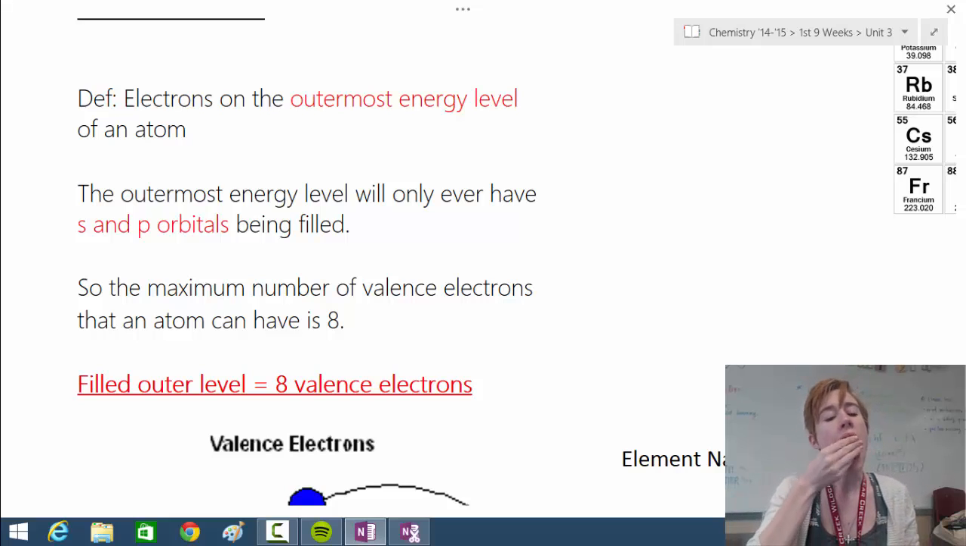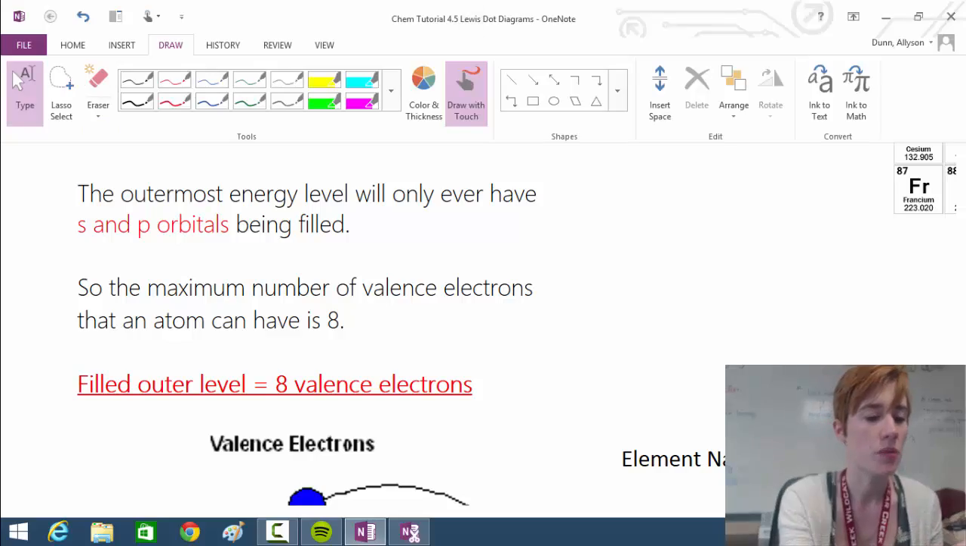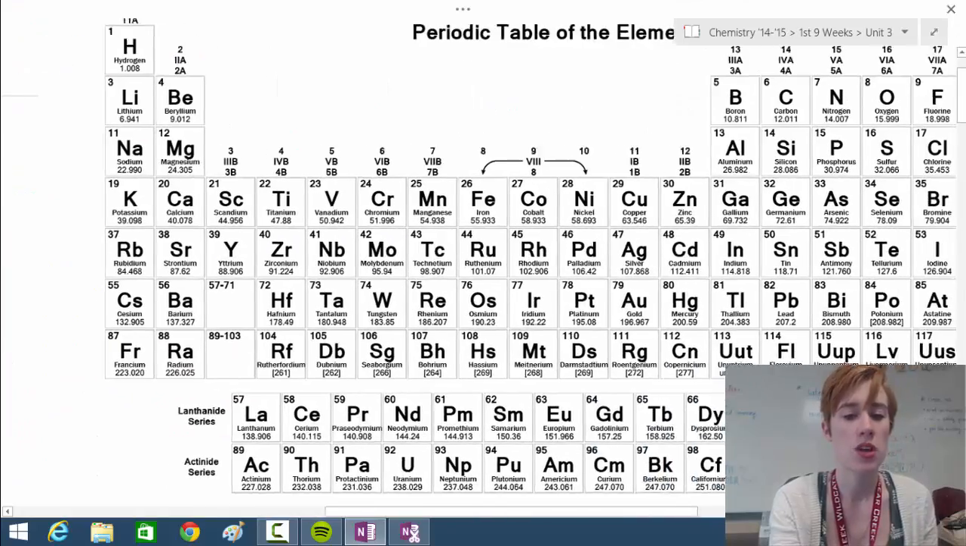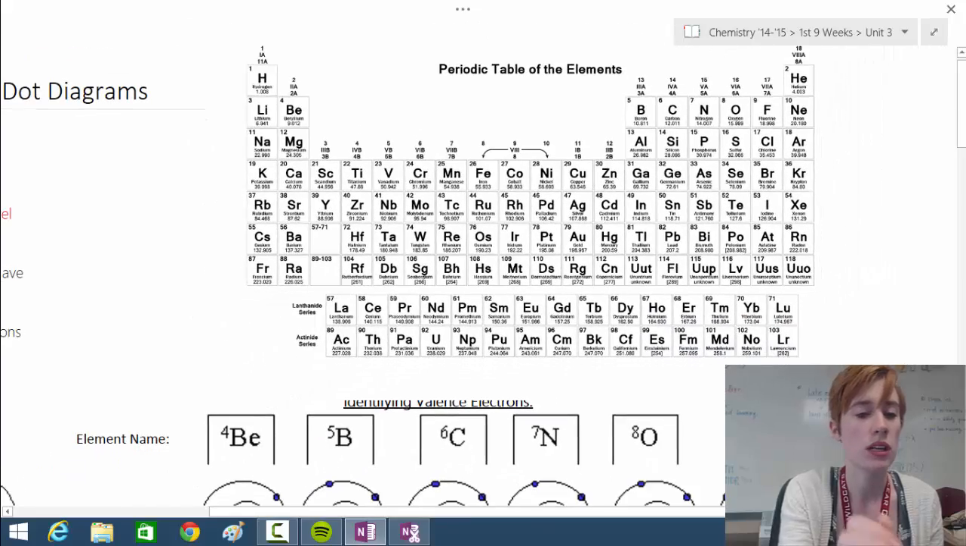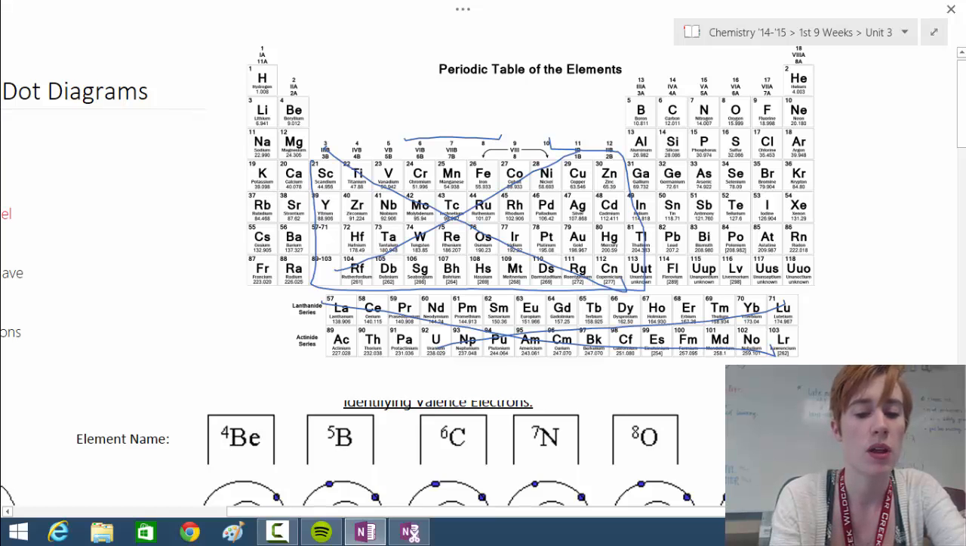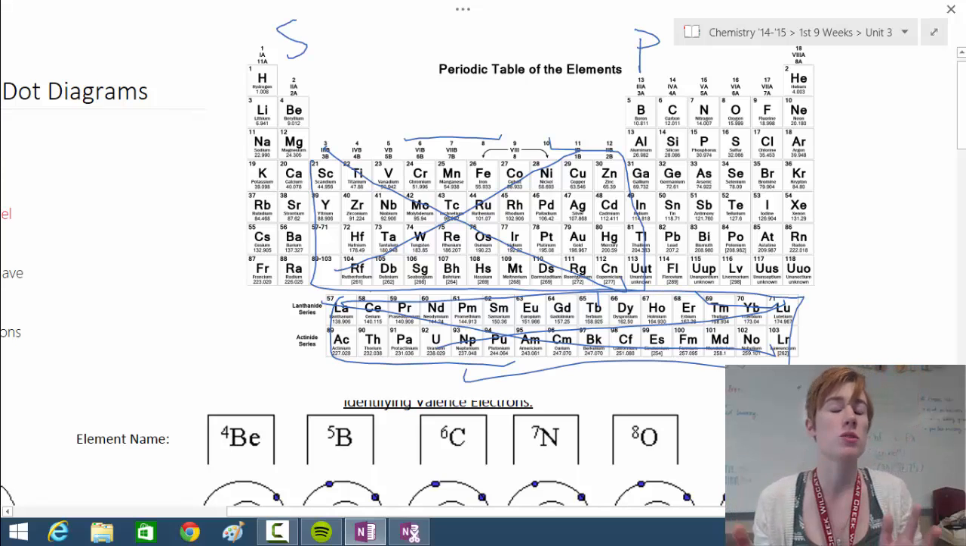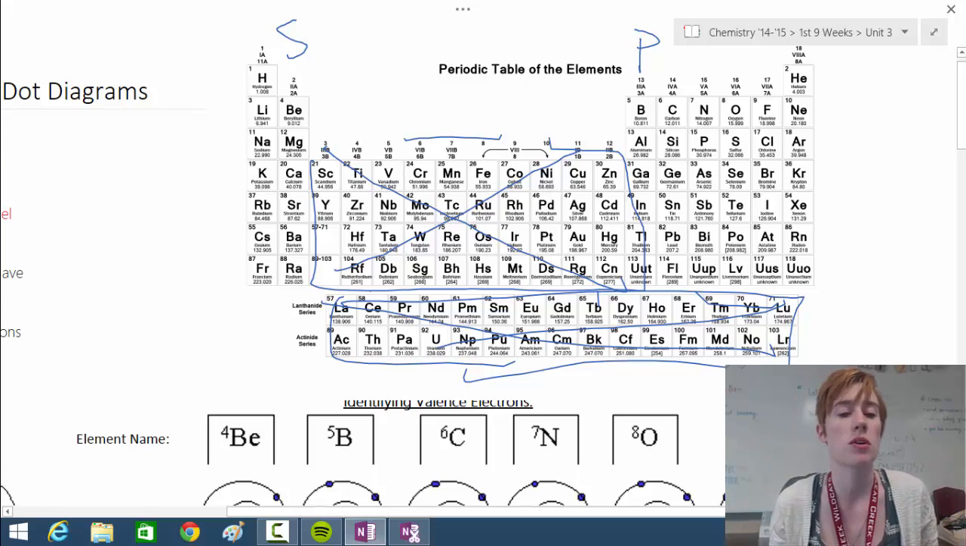What does that mean? When I'm talking about the outermost energy level, I'm only talking about the s and the p orbitals. So the d block, we're going to pretend like it doesn't exist, and the f block, we're going to pretend like it doesn't exist. We're only talking about the s and the p blocks. Those are the only ones. When I'm talking about outer energy levels, I'm only talking about groups 1, 2, and 13 through 18.